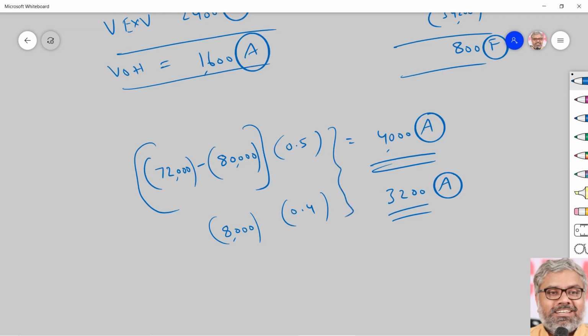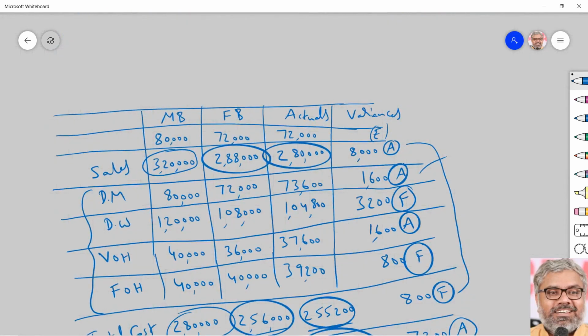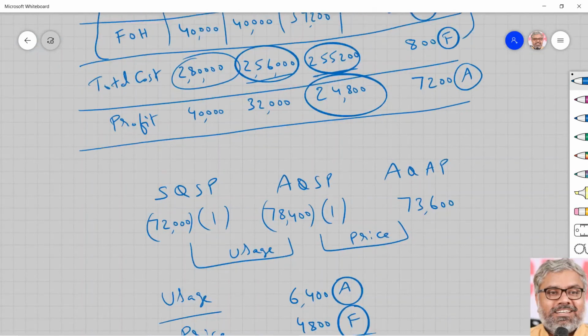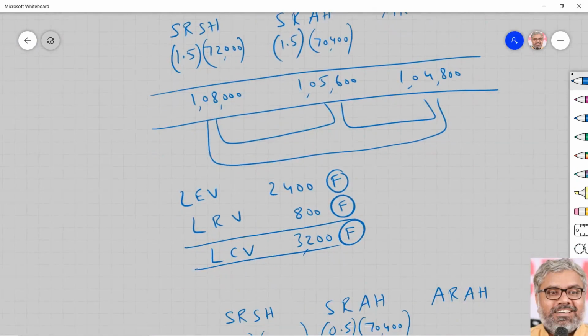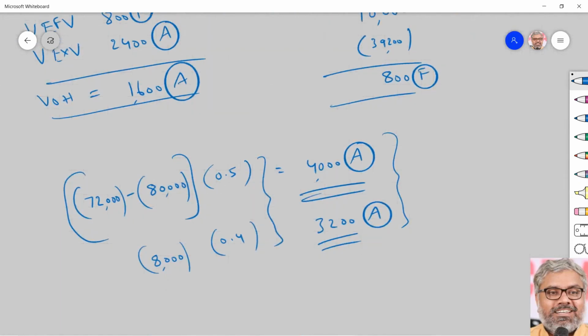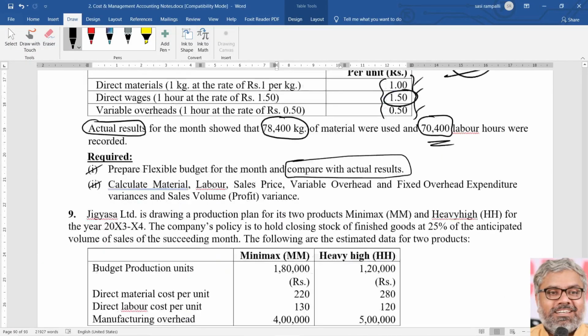Put together, the total profit variance was 7,200 rupees adverse. So that can also be just calculated as a balancing figure, or otherwise we can just check why that happened. 4,000 rupees of this 7,200 happened because of volume, and 3,200 rupees happened because of change in the selling price. That's it. So that is about the different types of variances which are asked in question number 8.